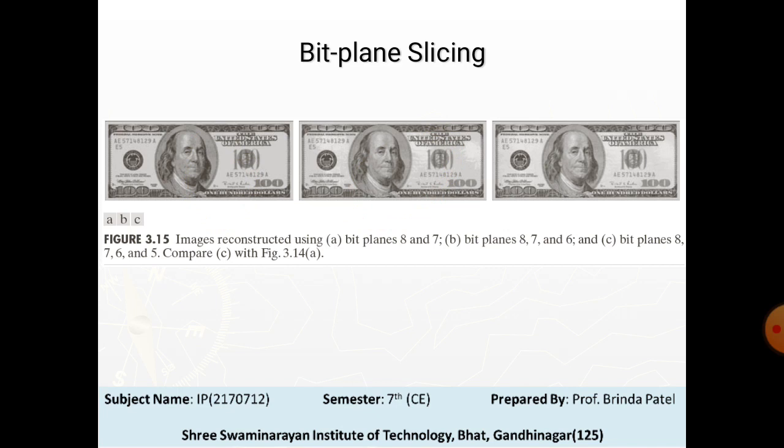In figure B, note that the background of this image has false contouring. This effect is reduced significantly by adding the 5th plane to the reconstruction. And the following figure illustrates that using more planes in the reconstruction would not contribute significantly to the appearance of this image.